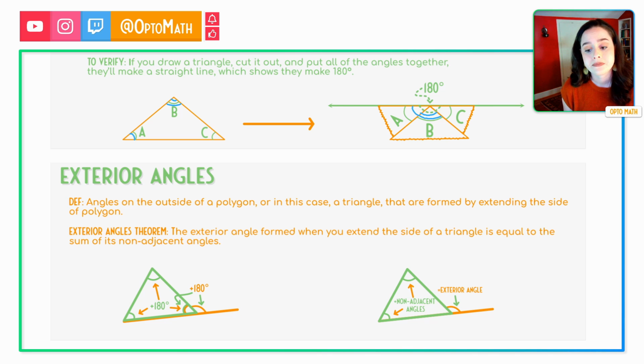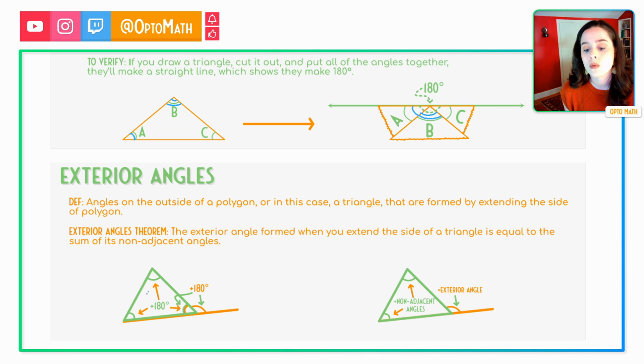Here's our theorem. The exterior angle formed when you extend the side of a triangle is equal to the sum of its non-adjacent angles. Whoa, non-adjacent angles. That's kind of a lot of vocab right there, right? And extending, we got a lot of vocab happening. So let's just take a look at this first picture, which really gets us to understanding why we have our theorem.